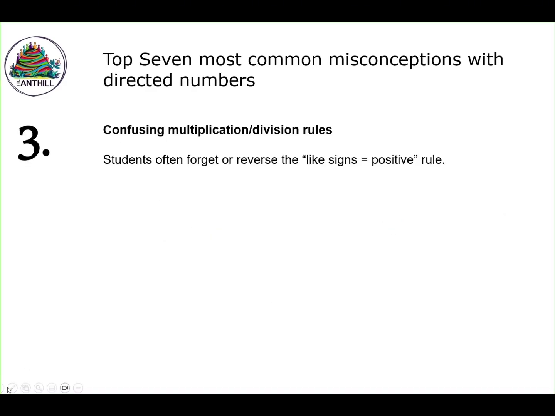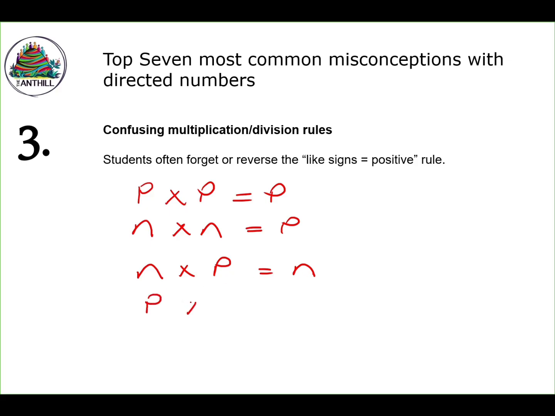So the first one we've got is confusing multiplication and division rules. Students often forget, or they will reverse, the like signs positive rule. So we'll just quickly look at that. If we have a positive number and multiply it with a positive number, the answer is going to be positive. A negative number multiplied with a negative number is also positive. A negative number multiplied with a positive number, you're going to get a negative answer. And the other way around, positive times negative, we're also going to get a negative answer.